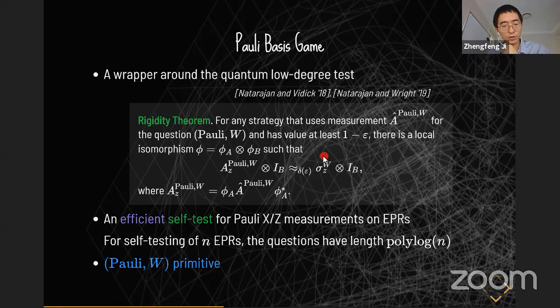So this gives you the ability to self-test EPRs, and you should remember that you now have a primitive called Pauli W, where you can command the players to do Pauli measurements and respond with the measurement outcomes.